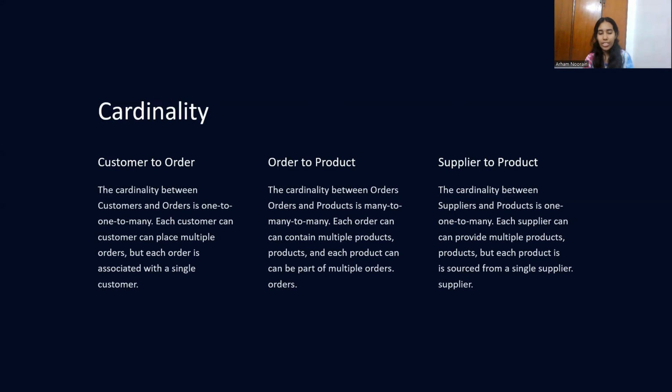Each order can contain multiple products and each product can be a part of multiple orders. Supplier to product is one to many. Each supplier can provide multiple products and each product is sourced from a single supplier.